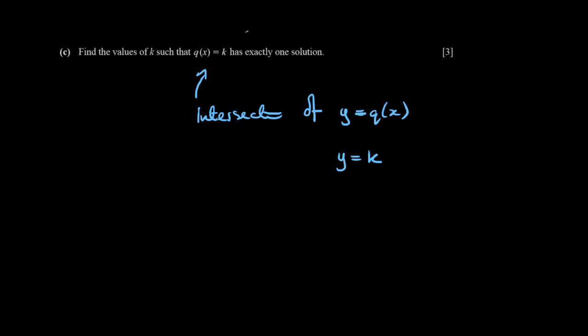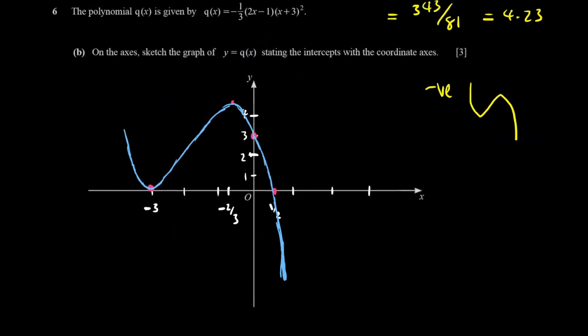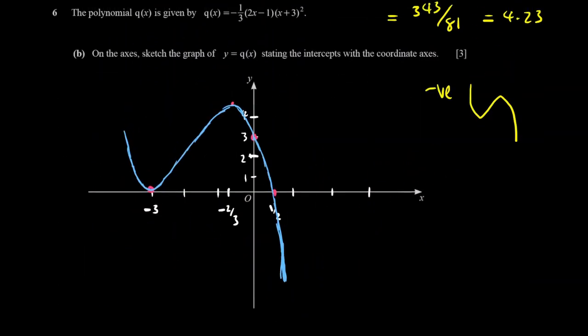Well, what does y equals k look like? If I go back up to my graph, y equals k is just going to be a horizontal line like that. So, for example, this would be y is equal to 2. Now, how many intersections does that have? That would have 1, 2, 3 intersections. Now, we don't want 3 intersections. What we want is 1 intersection.